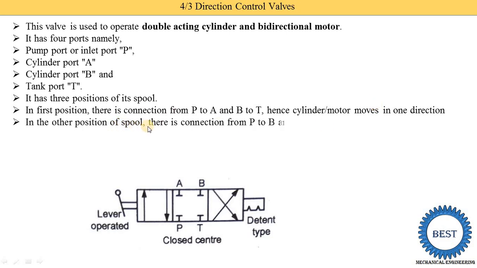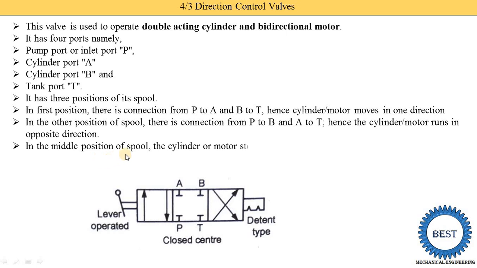In another position of the spool there is a connection from P to B and A to T. Here you see that the P port is connected with B, and the A port is connected with the T port. Hence the cylinder or motor runs in the opposite direction. So this is called the first position, this is called the second position, and the intermediate position is called the mid position. In the middle position of the spool the cylinder or motor stops. It will not move in any direction.